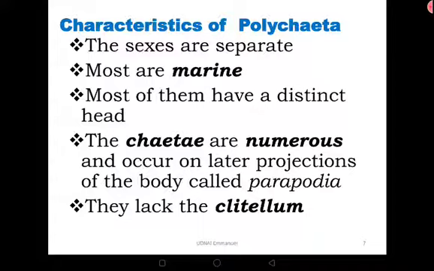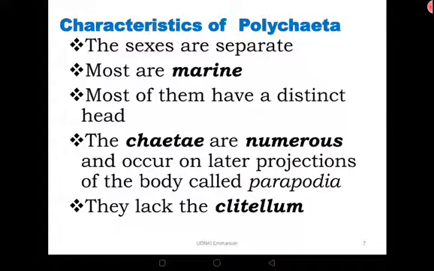And then the chaetae are numerous. They have very many chaetae, and that's where the name of the class comes from, Polychaeta, meaning many chaetae. And they occur in the projections of the body wall called the parapodia. So the parapodia are the larger ones, and the chaetae are very small projections.